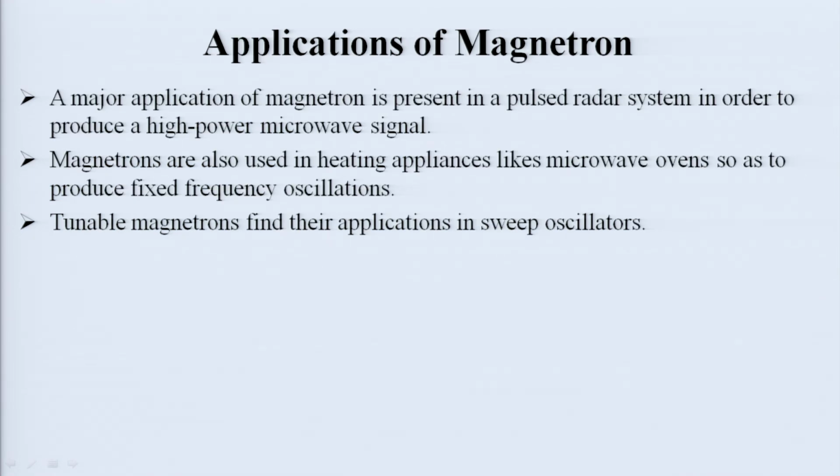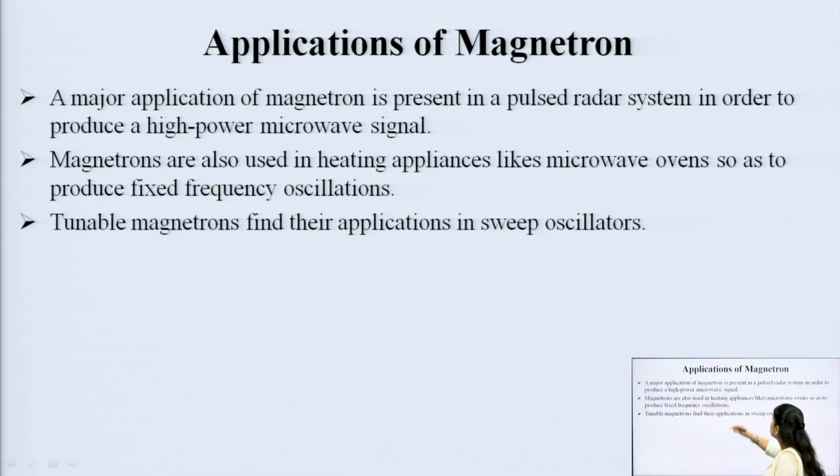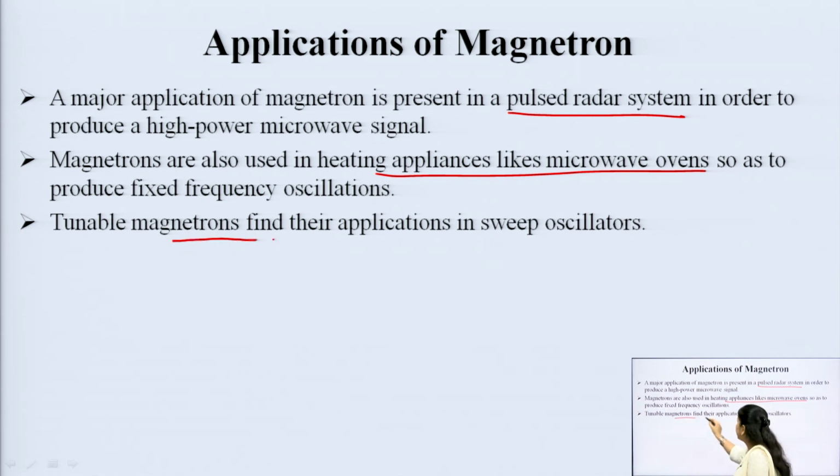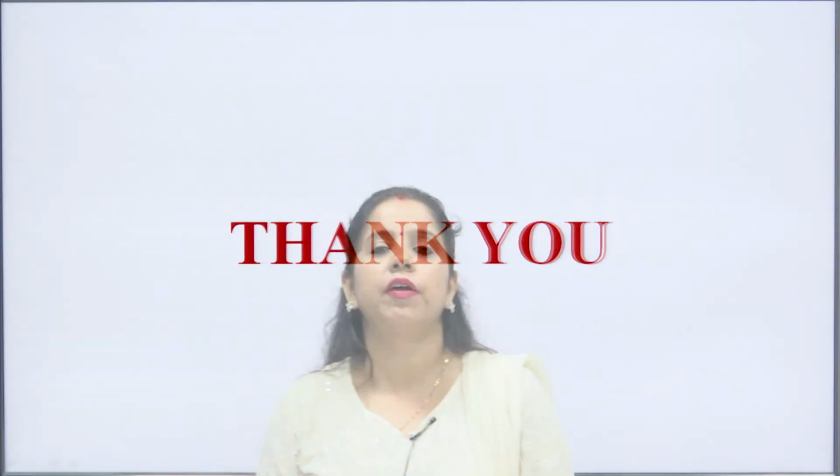And these are the applications. The major application lies in pulse radar systems, and it is used in heating appliances like microwave ovens, and tunable magnetrons find their application in sweep oscillation. What we mean by a tunable magnetron is that we can have control over the frequency. So, here comes the end of the topic of the magnetron.